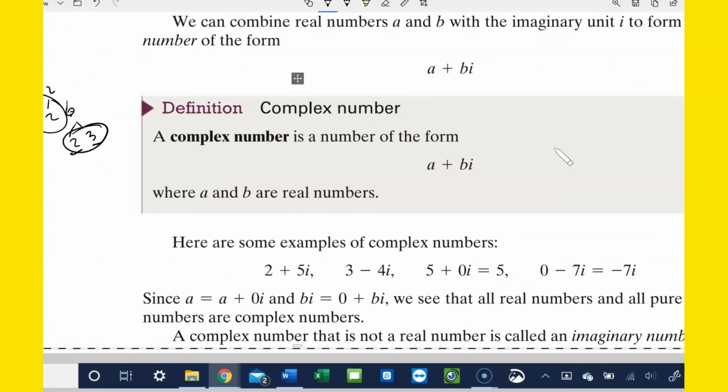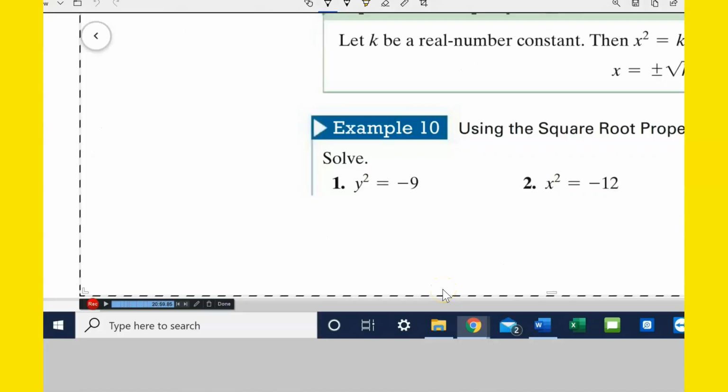A complex number is a number of the form a plus bi. So it's got a real part, which is the a, and it's got an imaginary part, which is the bi. And that's called a complex number because it has a real part and an imaginary part. Let's use that new skill to now be able to solve these kinds of equations.